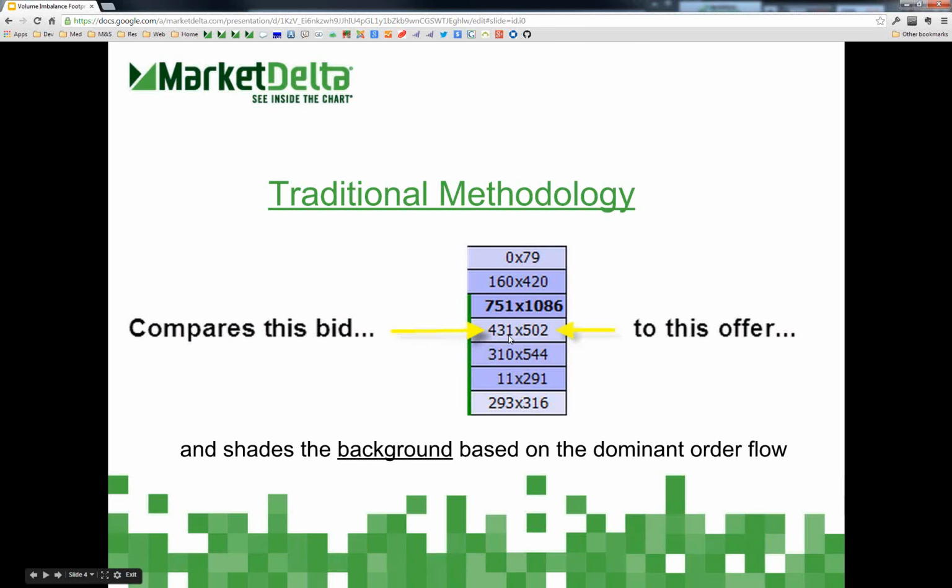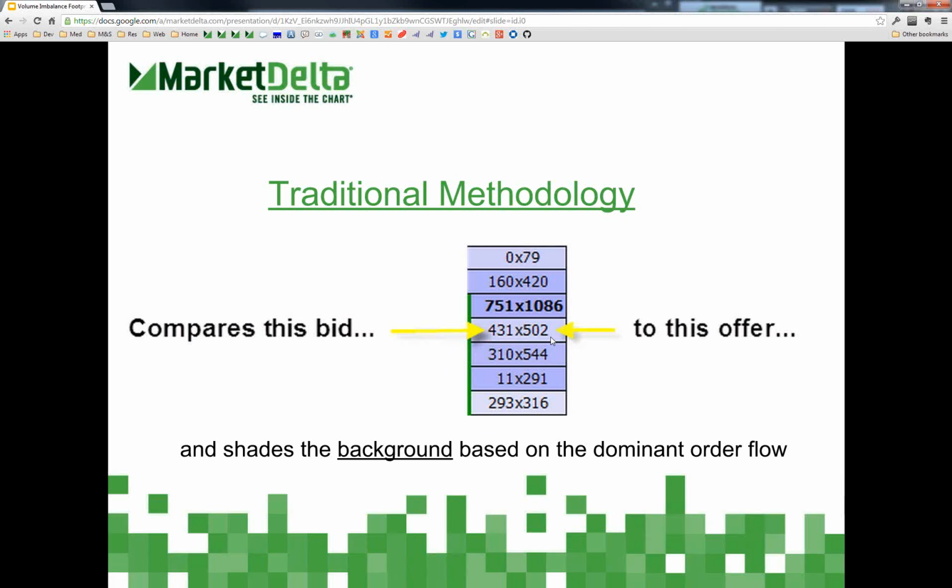So this would represent 431 contracts traded on the bid at this price, 502 traded at the offer at this price. And then the shading of the background, this light blue, represents the dominant order flow. Was there more aggressive buying, more aggressive selling? And so this is the way we've done it.